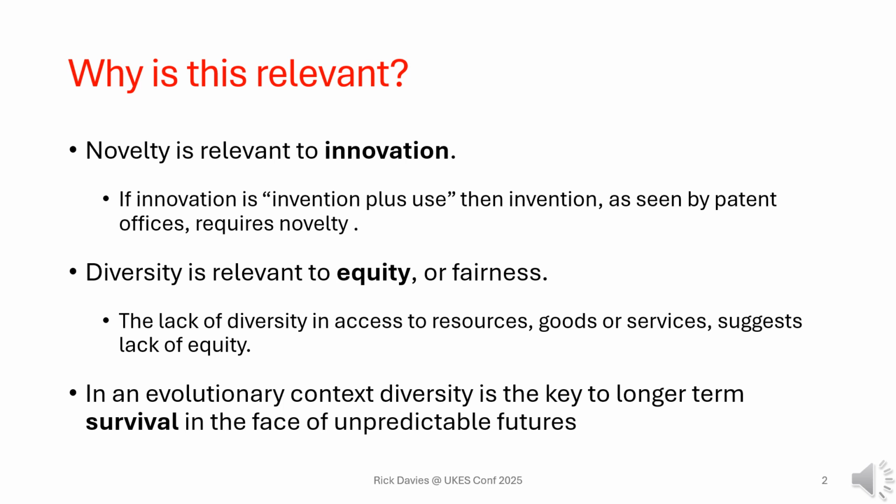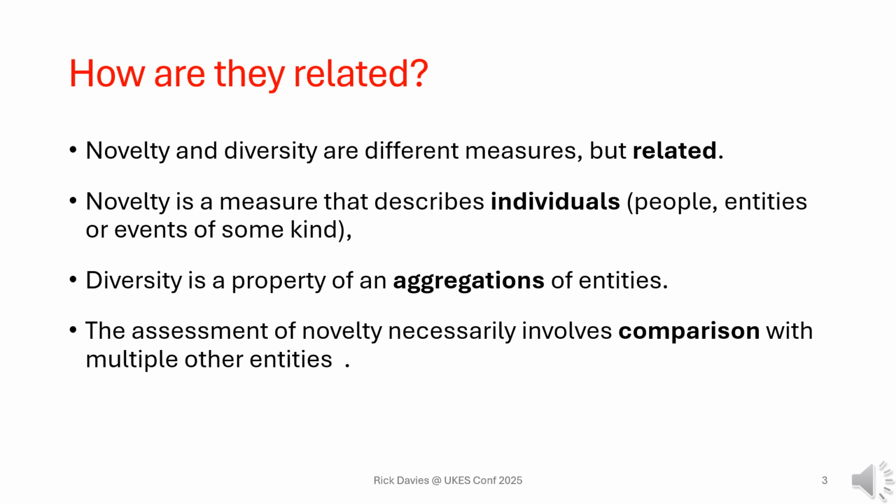Finally, when viewed in a wider evolutionary context, diversity is recognized as the key to long-term survival in the face of unpredictable futures. How are these concepts related? Novelty and diversity are different things, and they are measured differently, but they are also related concepts. Novelty is a measure that describes individuals, whether they be people or entities or events of some kind. But diversity is a property of an aggregation of entities.